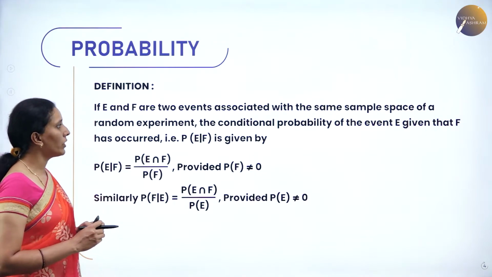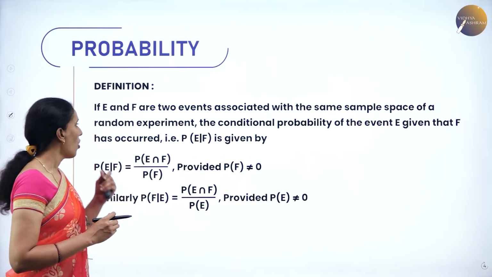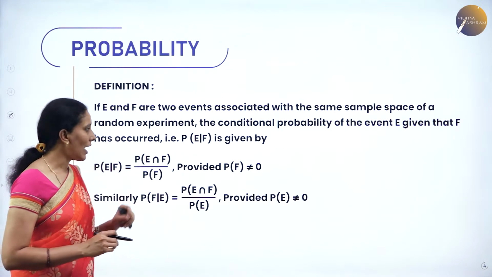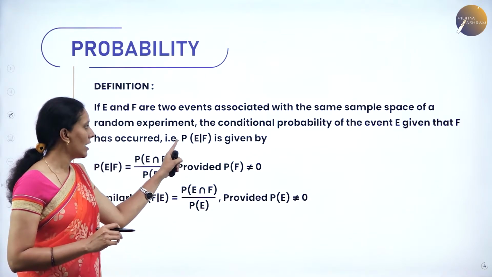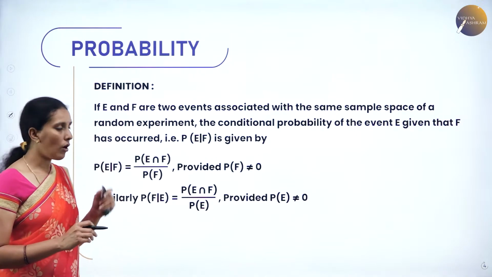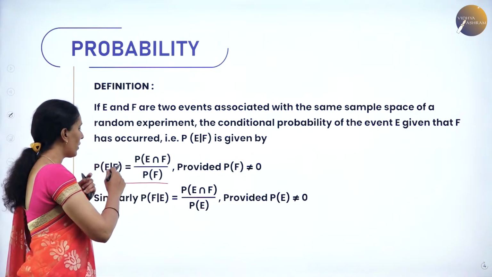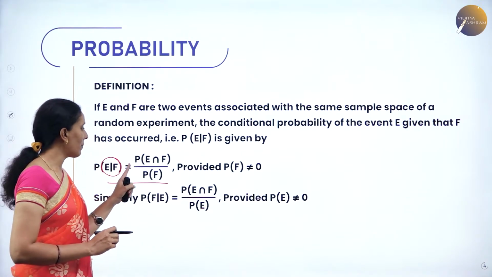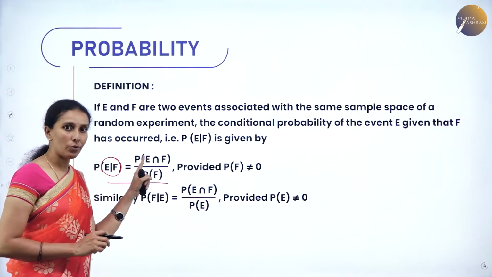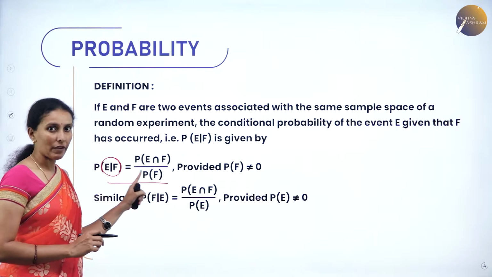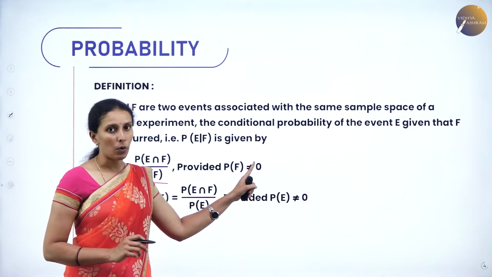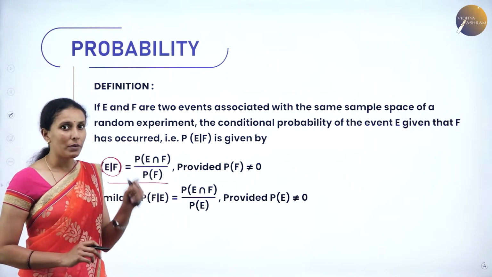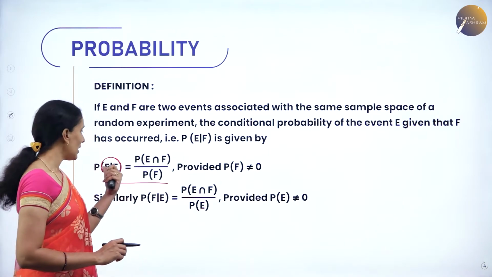If E and F are 2 events associated with the sample space of a random experiment, the conditional probability of the event E given that F has already occurred is given as P(E/F). The formula which we use is: P of E over F, the conditional probability of E where F has already happened, is given by the probability of the intersection of the two events divided by the probability of F. Remember, the value of probability of F cannot be equal to 0. That means there should be at least one outcome in common with event E.